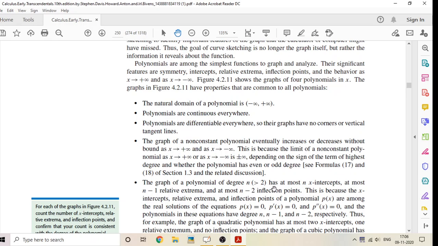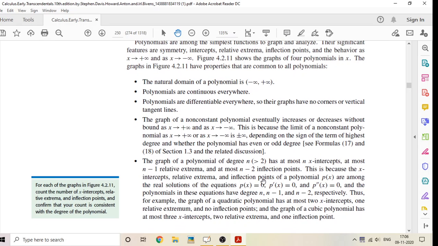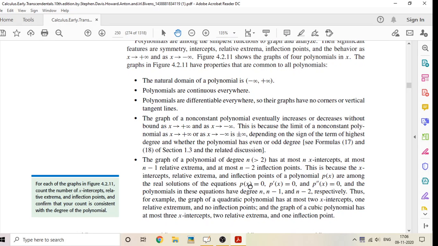x-intercepts എന്ന് പറഞ്ഞാൽ x-axis ടച്ച് ചെയ്യുന്ന പോയിൻറ്റ്സ്, അതായത് റൂട്ട്സ് ആണ്. So the maximum number of x-intercepts will be n for a polynomial of degree n. ഇനി നമ്മൾ p of x എന്ന് പറയുന്ന പോളിനോമിയൽ ഉണ്ടെങ്കിൽ p of x equal to 0യുടെ റൂട്ട്സ് ആണ് x-intercepts എന്ന് പറയുന്നത്. ഇനി അതുപോലെ p dash of x equal to 0 will give us all the critical points.